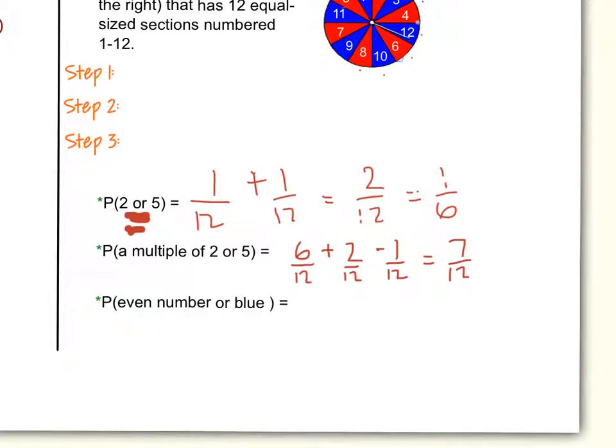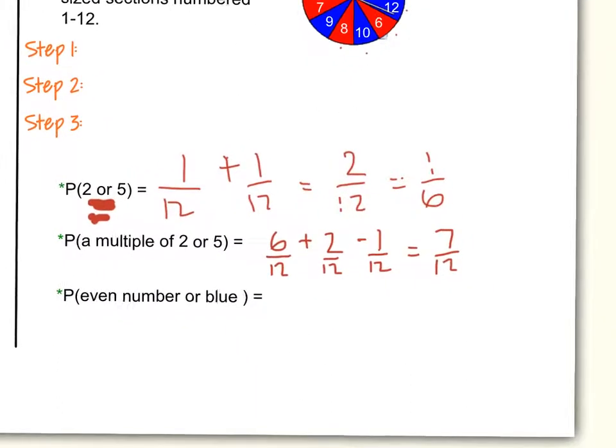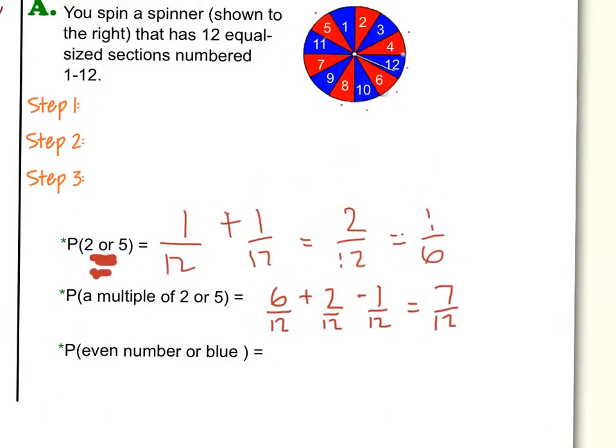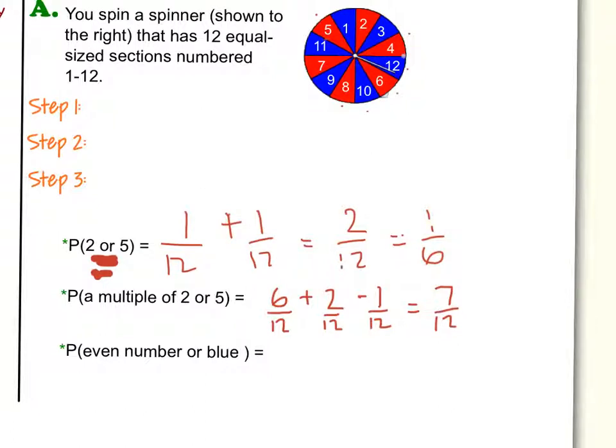You would do the same kind of concept, so you can try the last one here quick on your own. It says OR. You want even number or blue, so go ahead, you try out even number or blue.